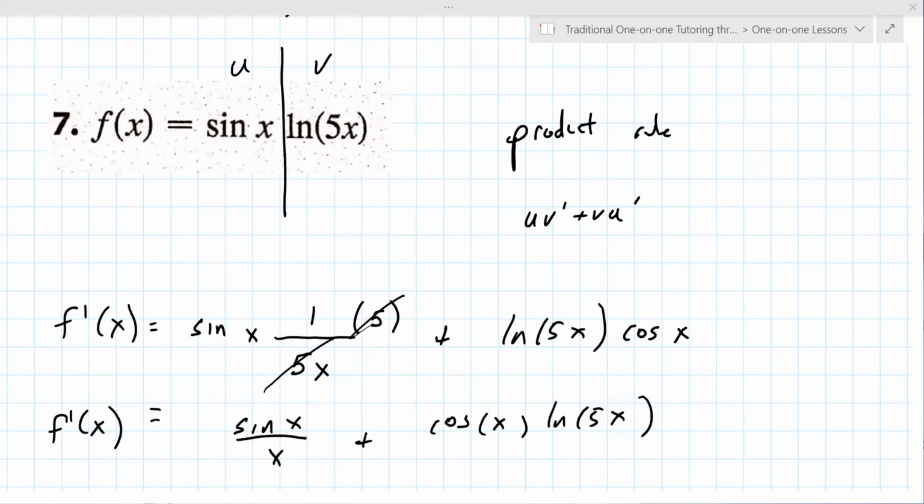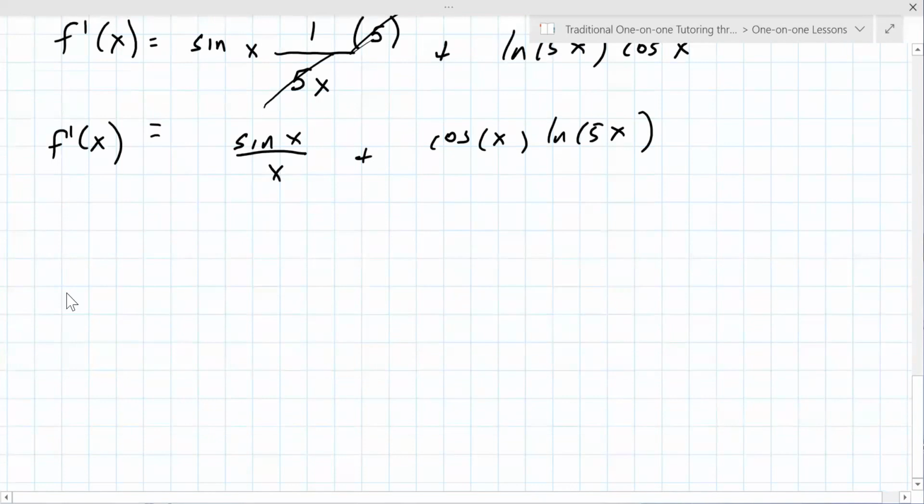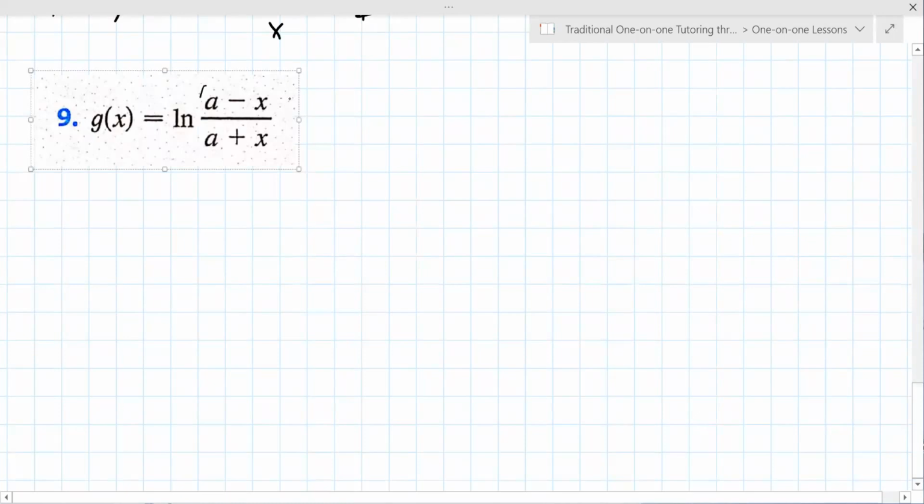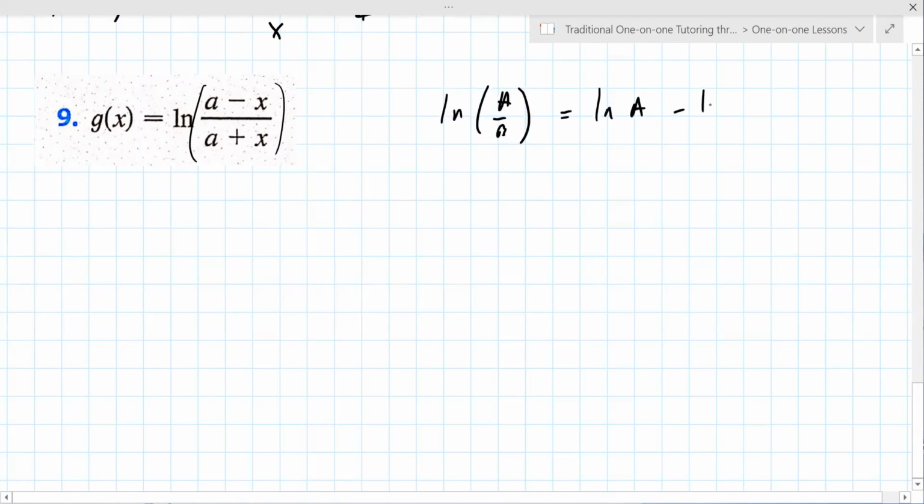And then we're up to 9. All right, this one is definitely one of those good ones to use some rewrite steps, because otherwise you have to do the quotient rule when you take the derivative of the inside function. So if you break this apart, big A over big B, natural log A minus natural log B, you get something pretty straightforward. The rewrite is natural log of A minus X, minus natural log of A plus X.